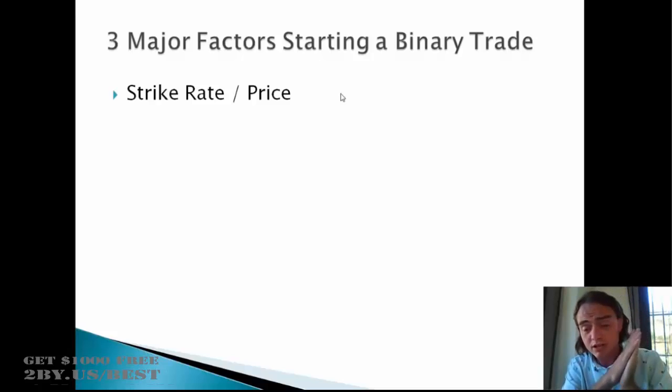So basically it's the price at which you place that trade. If you're waiting until you reach a certain point in a chart, and when you hit that strike rate, then bang, that's when you go. So that's the price at the start of the trade.